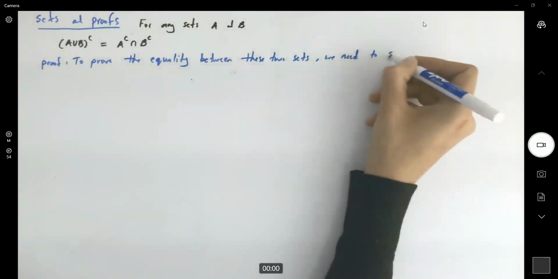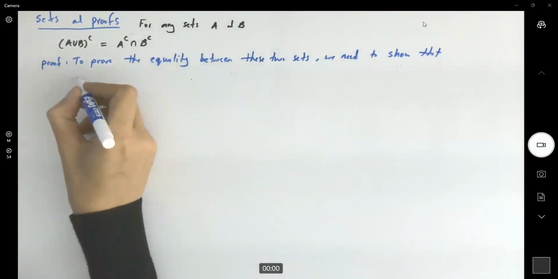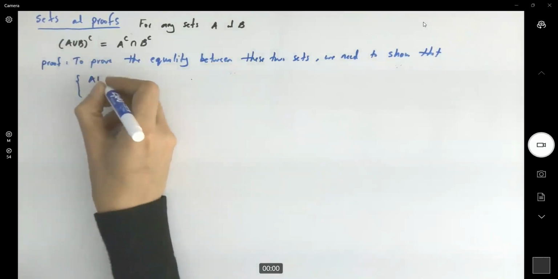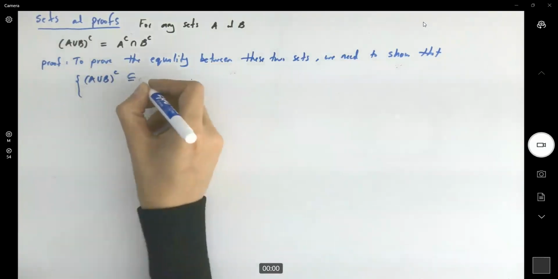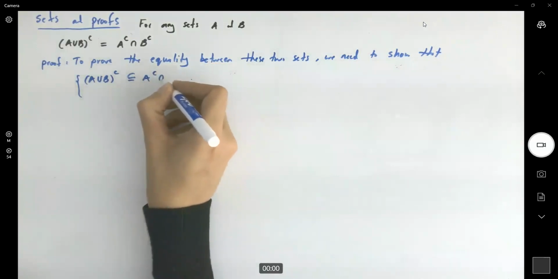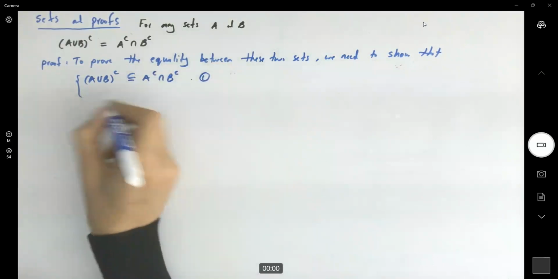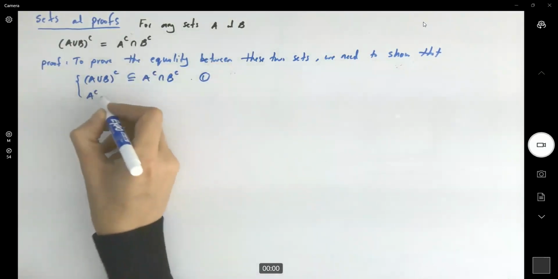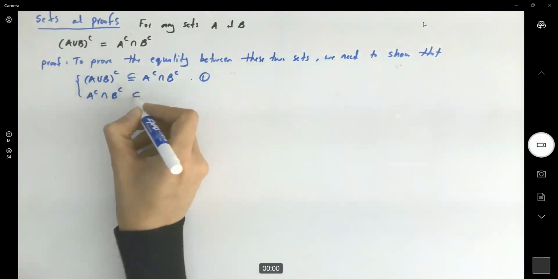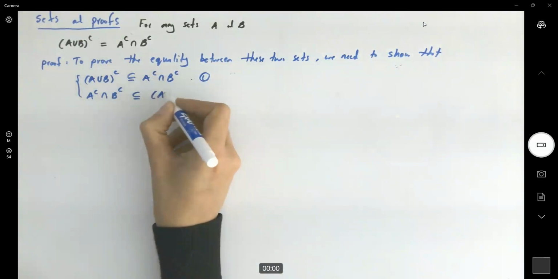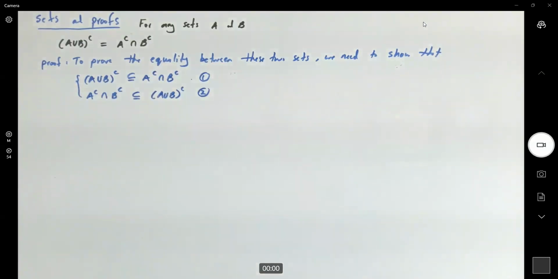We need to show that, first, A union B complement is included in A complement intersection B complement. So this is your number one. And also you need to show that the complement of the intersection of the complements is included in the complement of the union. Number two. Okay, very good.